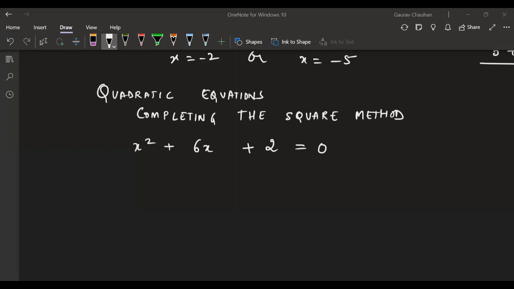Okay, so we are learning quadratic equations, the completing the square method. This is one topic which was pending from earlier. We will learn it by using this particular question: x square plus 6x plus 2 equal to 0. We'll start with that question and we'll see where it goes.